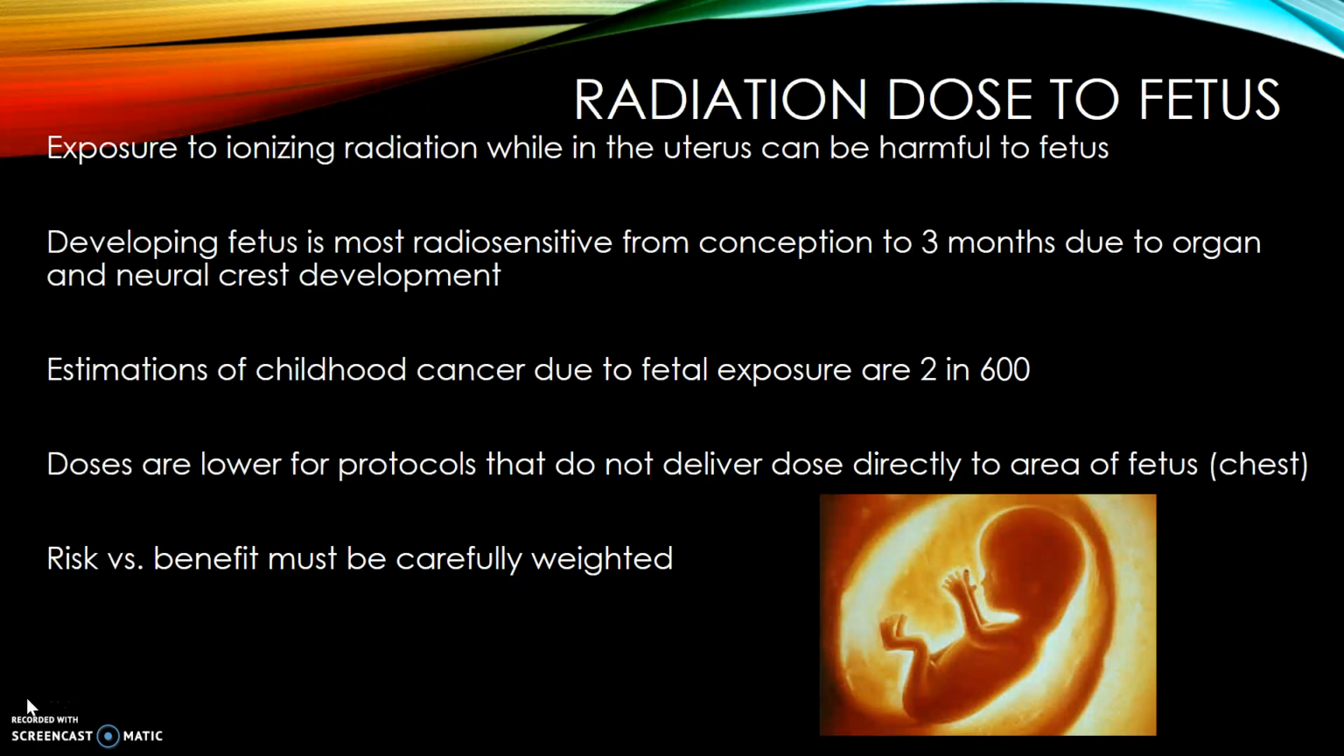Exposure to ionizing radiation while in the uterus can be harmful to the fetus. The developing fetus is most radiosensitive from conception to 3 months due to organ and neural crest development. Estimations of childhood cancer due to fetal exposure are 2 in 600. Doses are lower for protocols that do not deliver dose directly to the area of the fetus, such as the head or the chest. Risk versus benefit must be carefully weighed.